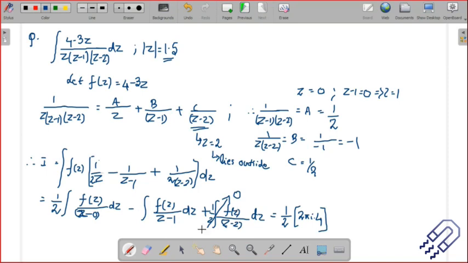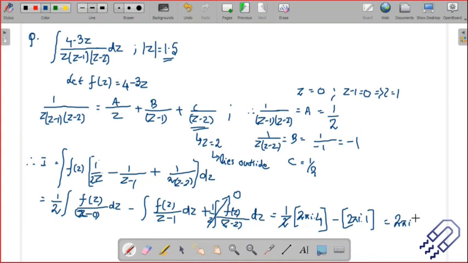So this is minus, and then you can just take it to be 2 pi i, okay, 2 pi i f of 1. f of 1 means, f is this, so z is 1, so it is 4 minus 3 is 1. So I can just take it to be 1. So this 2 and this 2 get cancelled. 4 pi i minus 2 pi i. We do it, we'll get the answer to be 2 pi i.